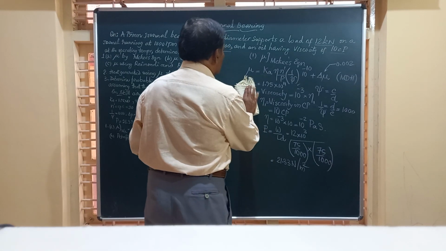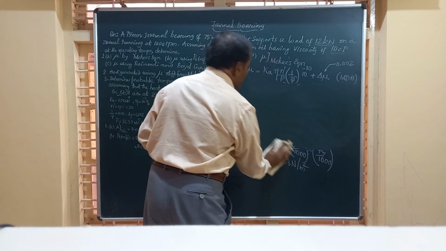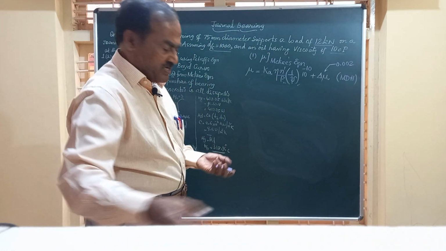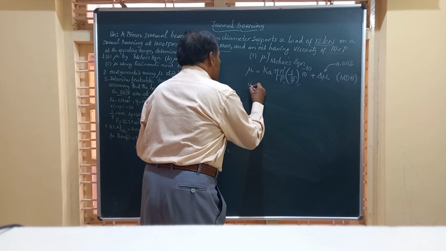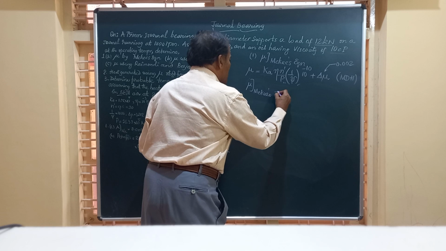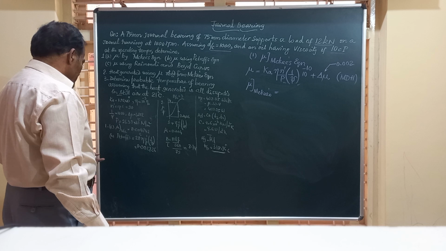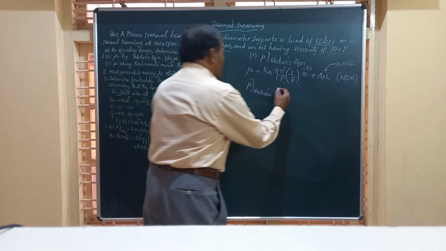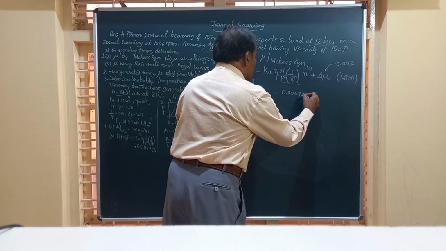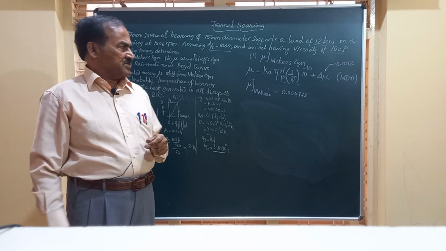So after substitution of these values in Mackey's equation, we get the value of mu, the coefficient of friction using Mackey. So mu using Mackey's equation is equal to 0.004742. 0.004742 is the value of mu using Mackey's equation.